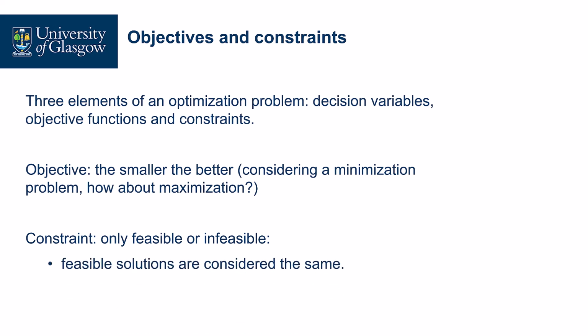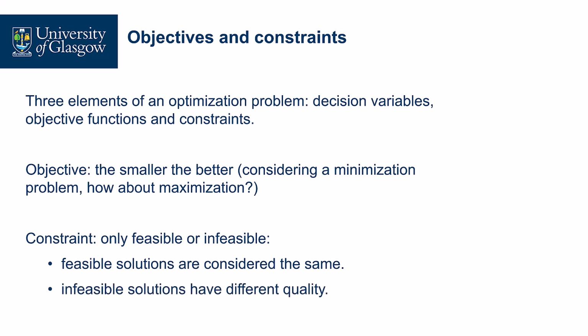So if they are both feasible, in terms of constraint, they are considered the same. Then we go to the objective function. For infeasible solutions, they are different because the constraint violation will decide which one is better, right?